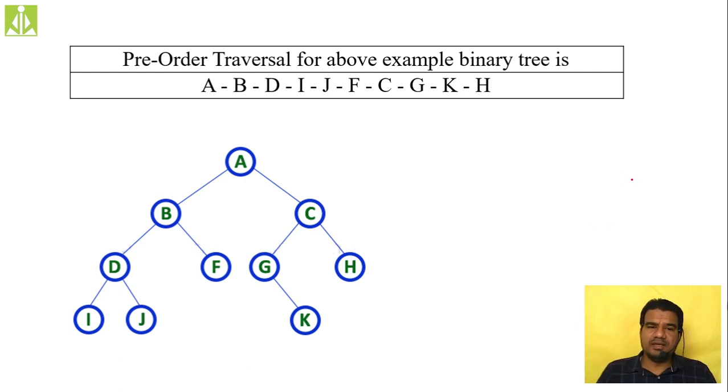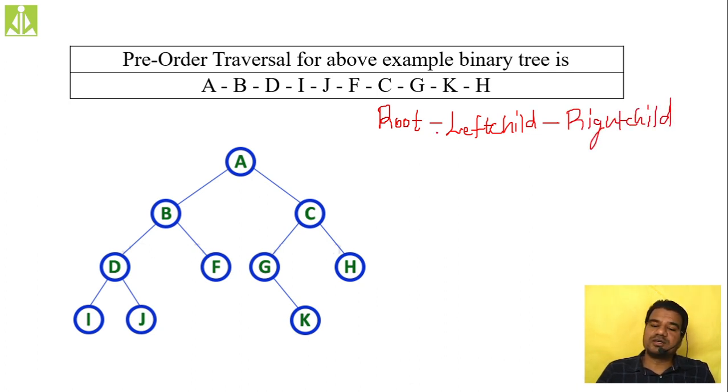Yeah, here. See what we have to do. Simply one thing is shifted. I mean, first we are visiting root. Previously we were visiting left child first, but now we visit root node first. Visit root first, then left child, then right child.